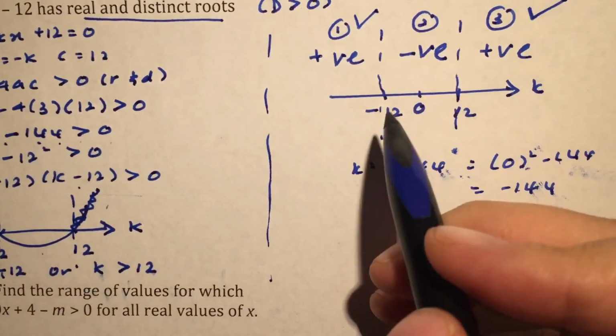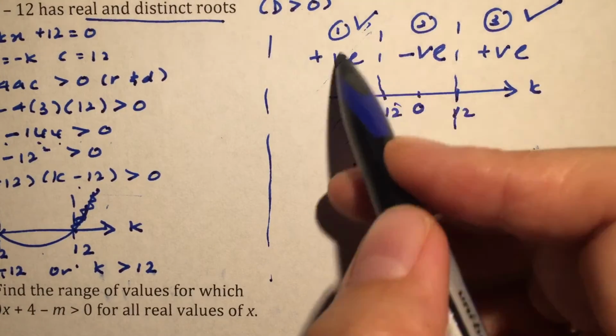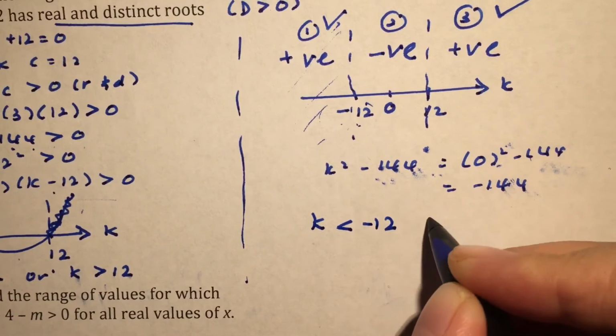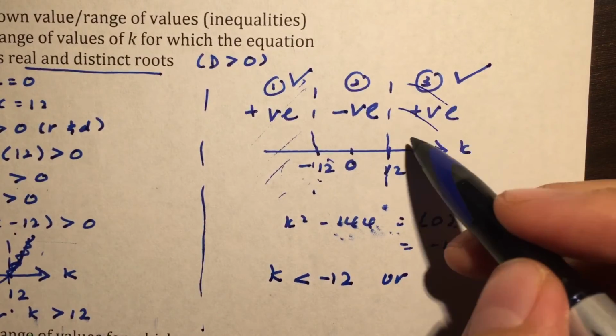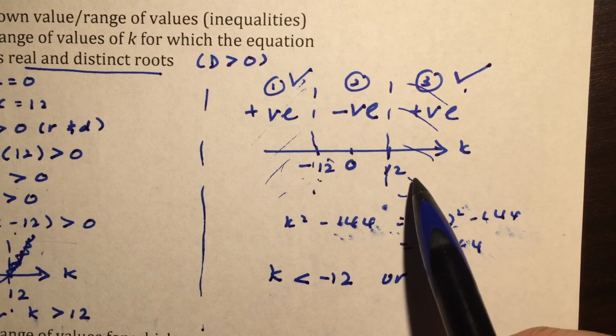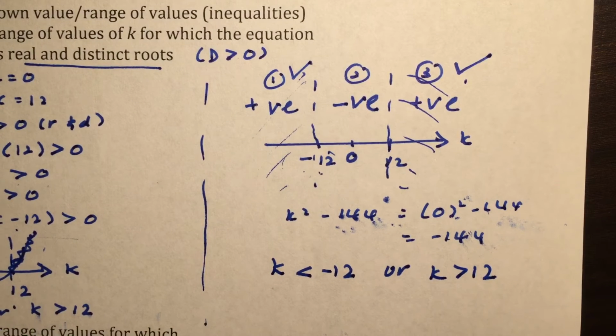So section 1 numbers are here. They are less than negative 12. They are in this section here. So again, I have k is less than negative 12. Or it could be that they are in the third section. So third section numbers are greater than 12. So there you have it. So you would also be able to use this method in order to solve the quadratic inequality. So this will be the range of values if I want to have real and distinct roots.